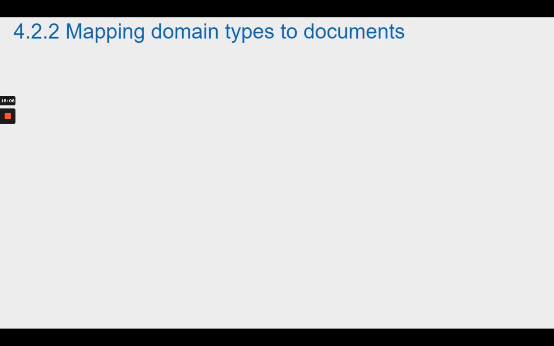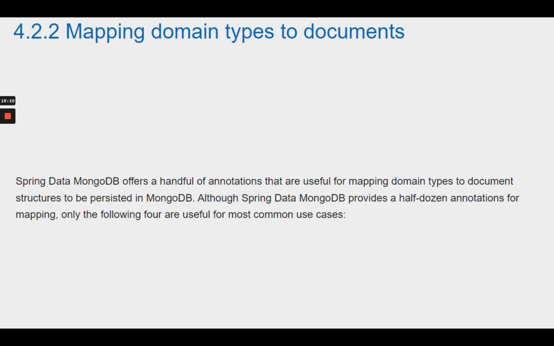Section 4.2.2, Mapping Domain Types to Documents. Spring Data MongoDB offers a handful of annotations that are useful for mapping domain types to document structures to be persisted in MongoDB. Although Spring Data MongoDB provides a half-dozen annotations for mapping, only the following 4 are useful for most common use cases.